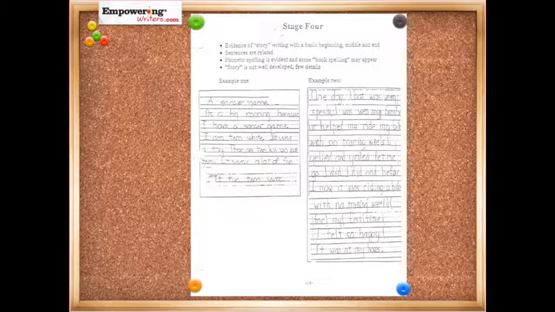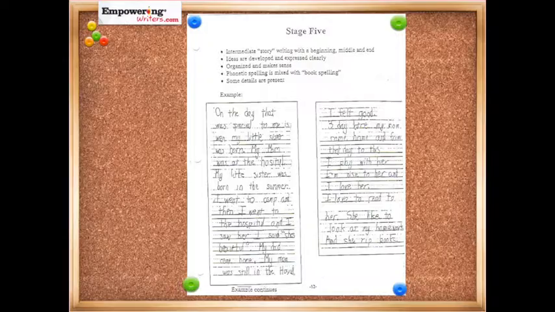So, who has a stage 4 writer in their classroom? I'm sure if you're a first grade teacher, you're thinking, yep, I have them. Let's go to stage 5. An intermediate story with a beginning, middle, and end. The ideas are developed, it's organized, and makes sense. Now we're going to start to see some of the details emerge.